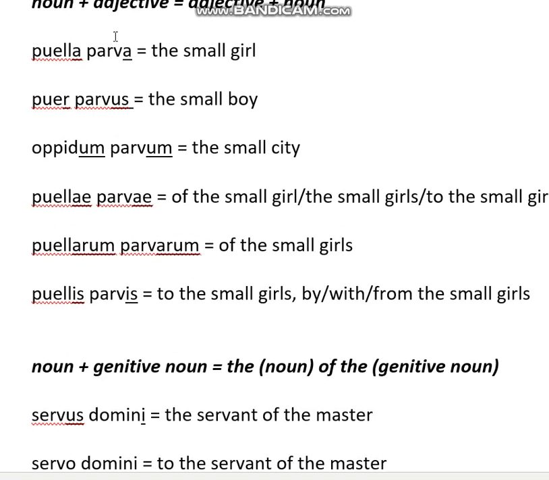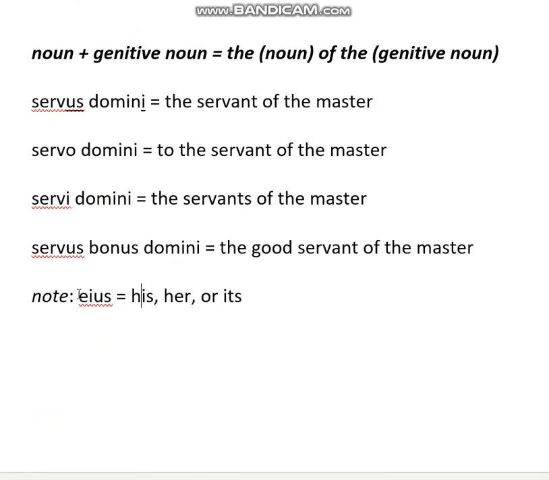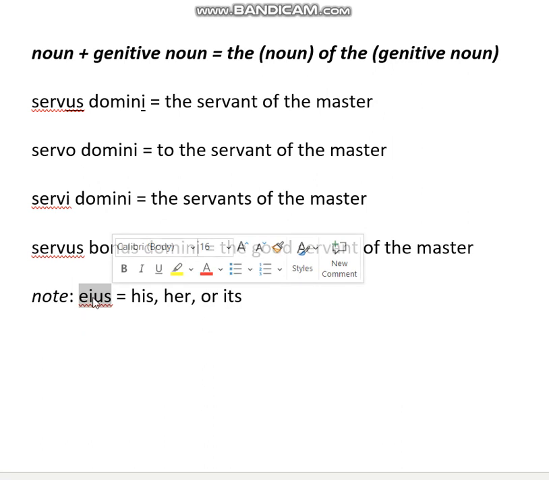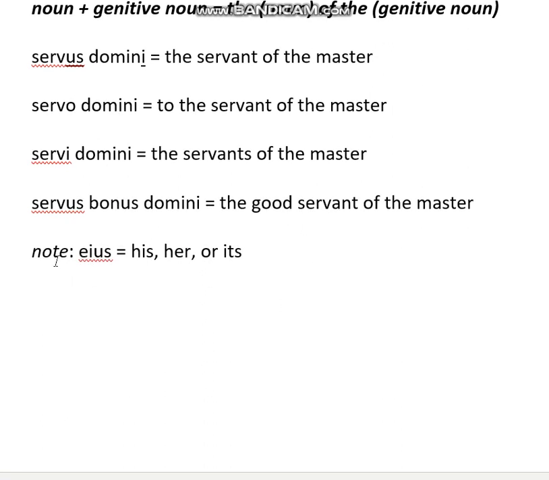So that's that. I want you to keep in mind that I believe at least once or twice I used the word eius, so E-I-U-S, on the worksheet. Keep in mind that this means his, hers, or its. So it's just the genitive form of the third person pronoun. So basically just the genitive form of he, she, and it. So his, hers, or its. So just keep that in mind.